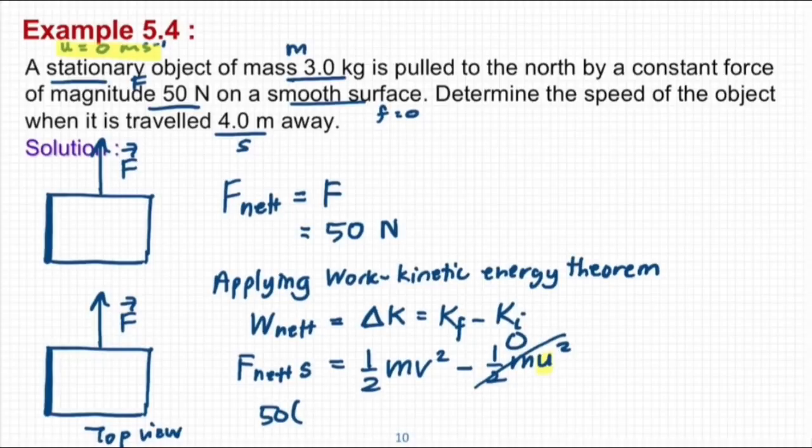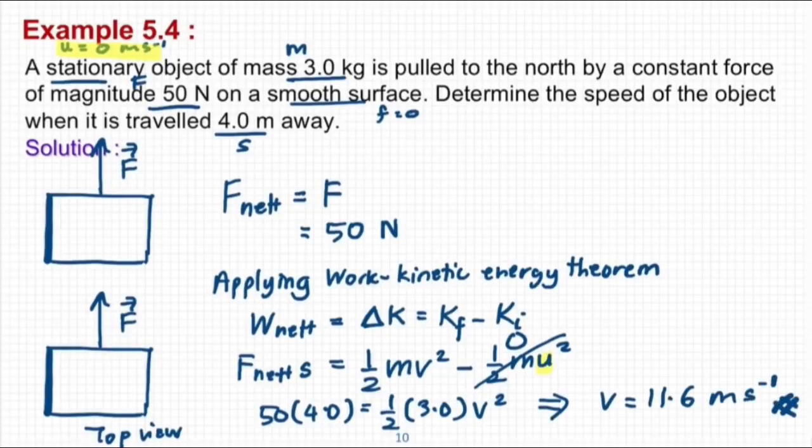And then what we have to do is just substitute in all the values that we have in order to find v. And solving this will give us v is equal to 11.6 meter per second.